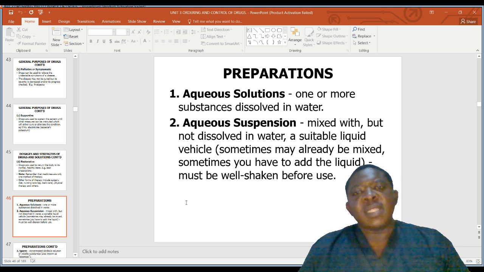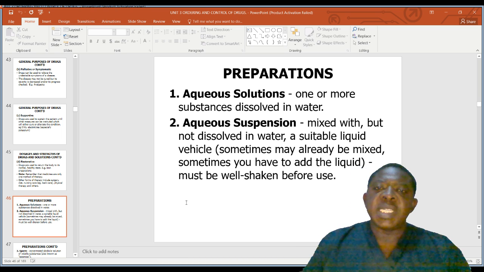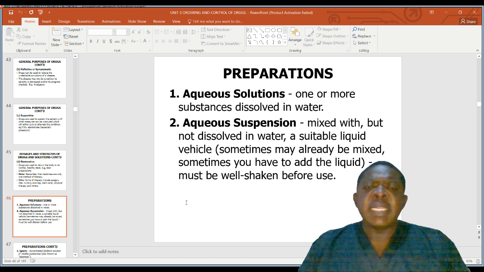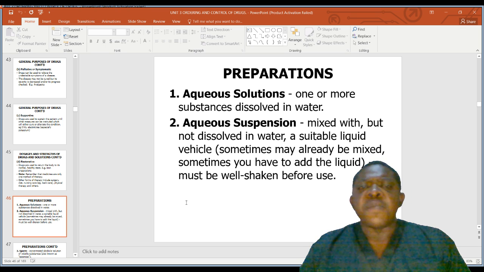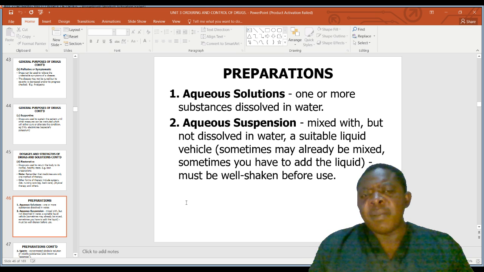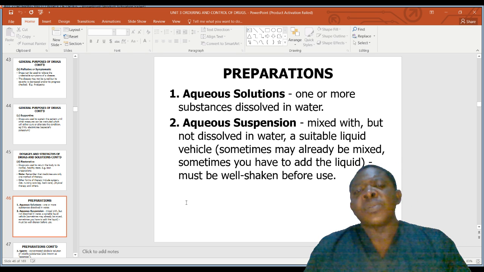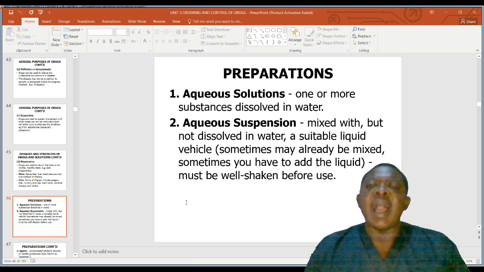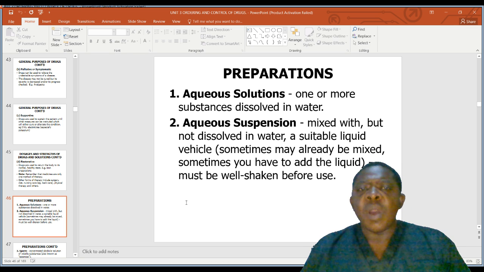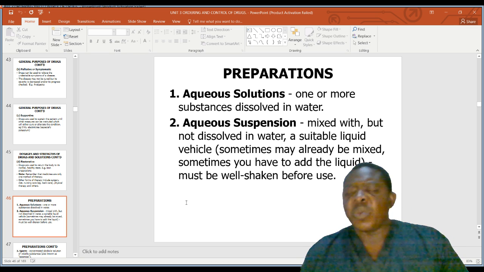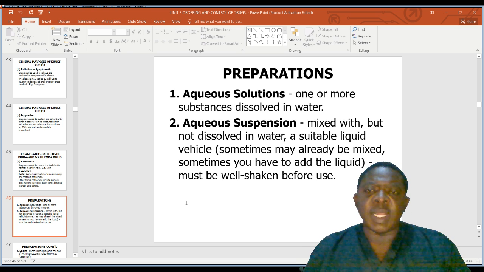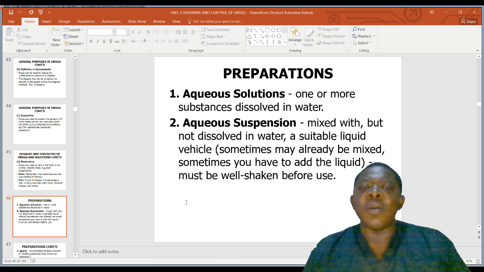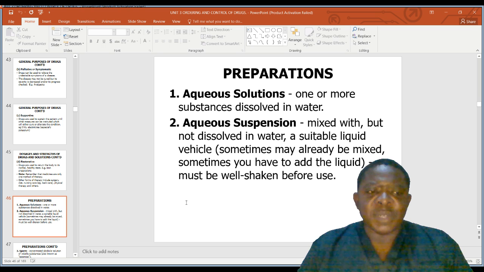Okay, so now let us talk about different preparations of drugs. There are different preparations of drugs that are available and they have different names. Of course, the name also may give you a clue to what that is made from, or what that contains. So when you say aqueous solution, that is one or more substances that have been dissolved in water. Aqueous is in relation to water. So this is an aqueous solution of, then you talk about those chemicals. One or more substances have been dissolved in water.